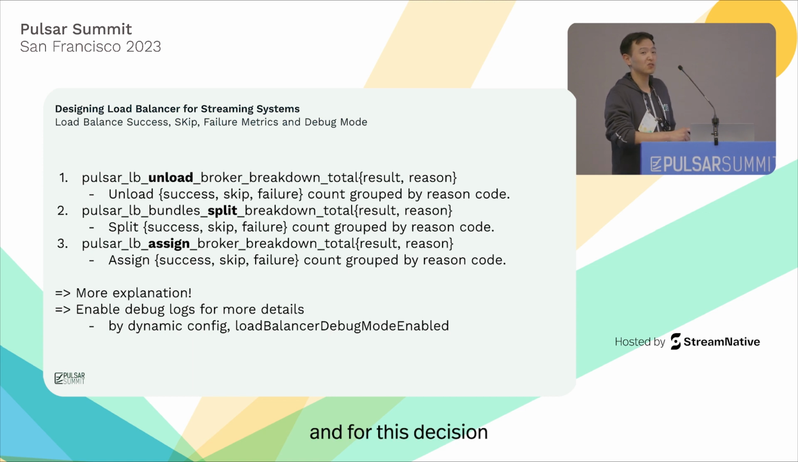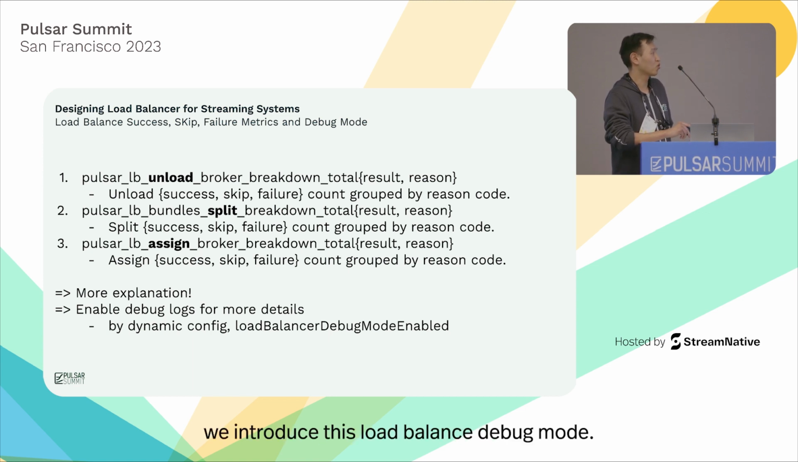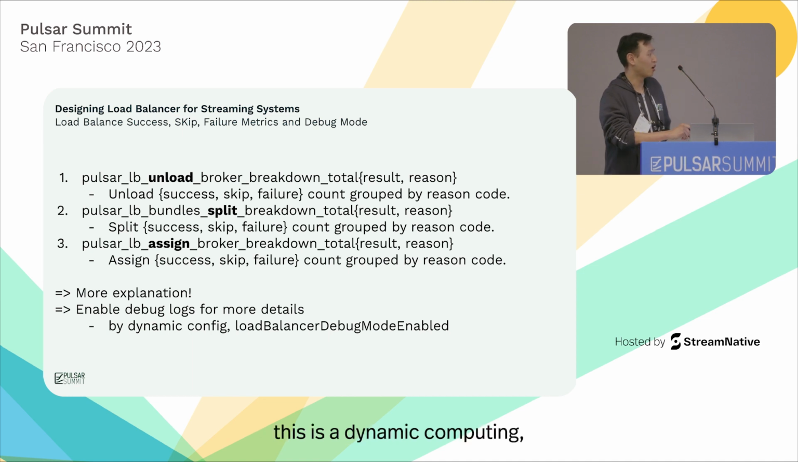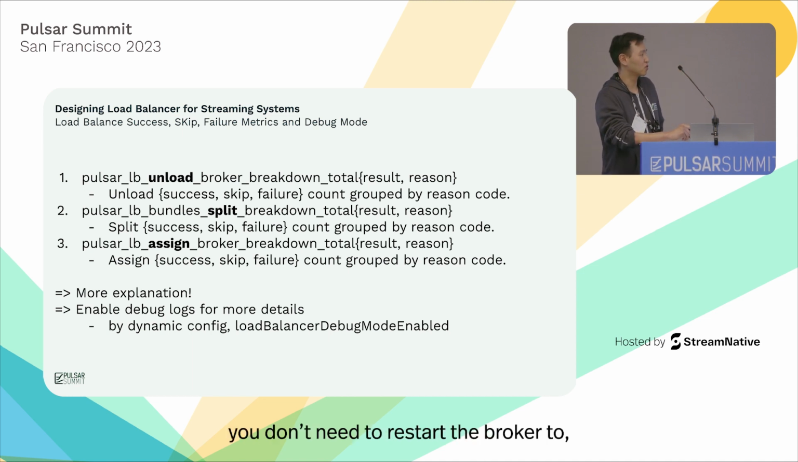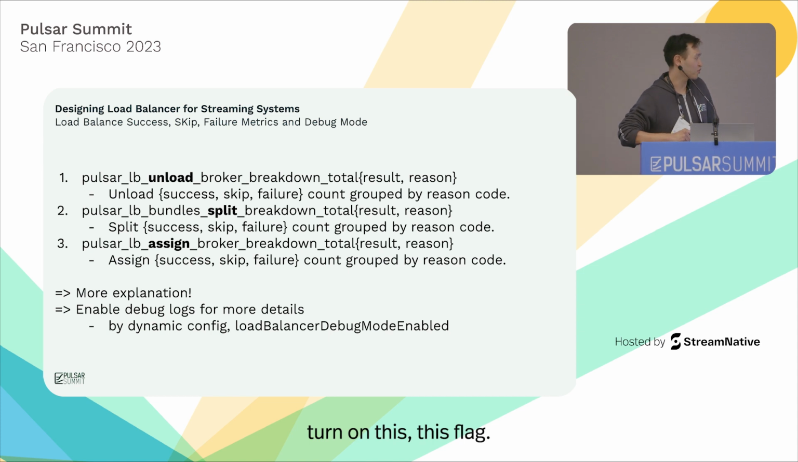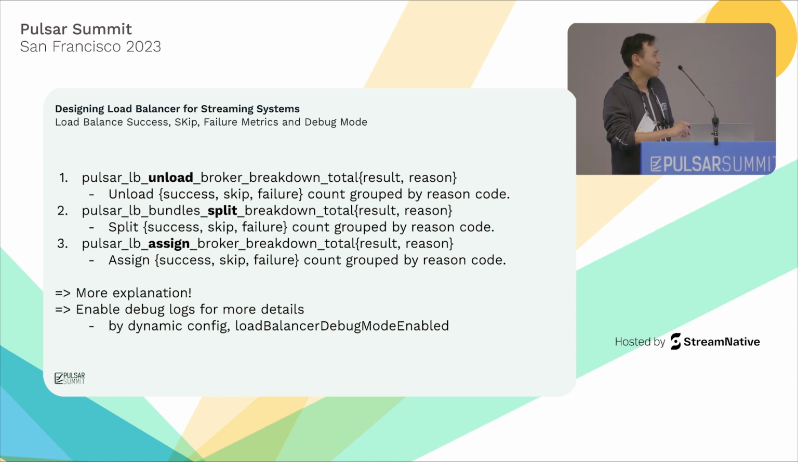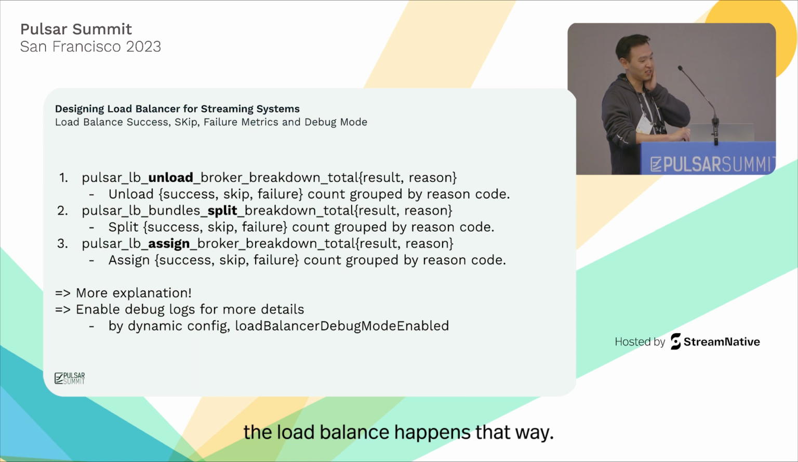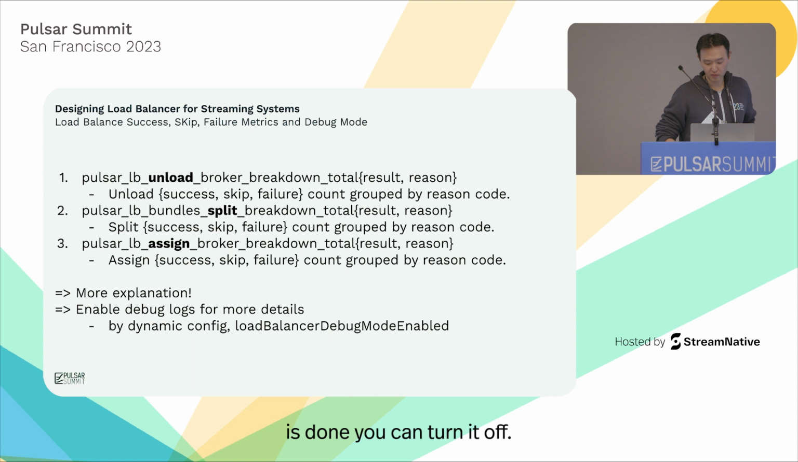For this decision log checking, we introduced the load balancer debug mode. By the way, this is a dynamic config, so you don't need to restart the broker to turn on this flag. When you turn on this flag, it will print more load balance decision logs, and then you can debug why the load balance decisions happened a certain way. Once your debugging is done, you can turn it off.